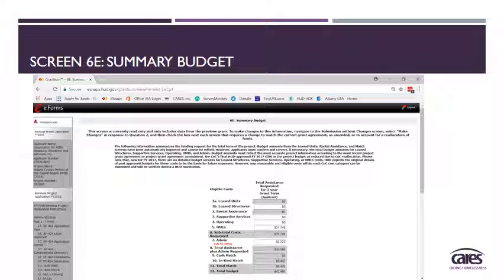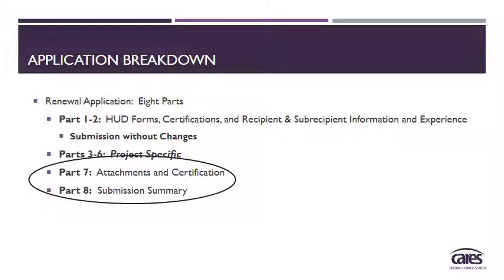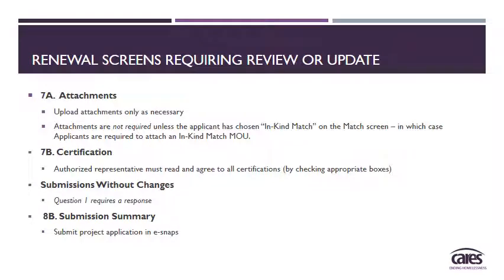Moving on to the summary budget, here you'll see the amount of funding that you're requesting. Make sure that it is correct and press save. Next, we move on to parts 7 and 8. Under part 7, you'll upload any necessary attachments, as well as make a couple additional certifications.